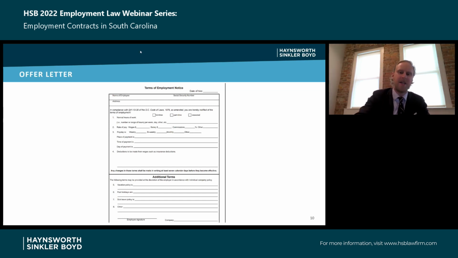So I say that just to say that using this form is a little rigid for a lot of circumstances and for a lot of organizations. One thing you could think about doing is including this form along with whatever your organization's actual offer letter is, and use this form in addition to that offer letter.